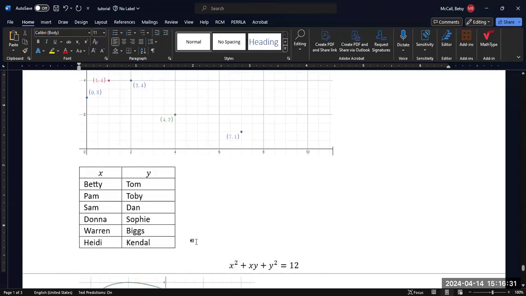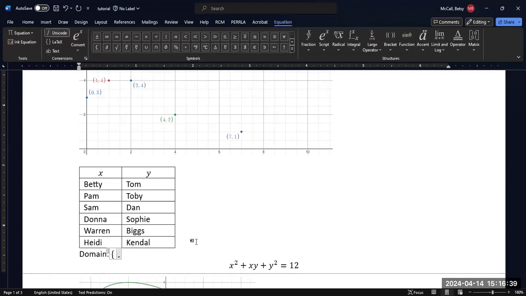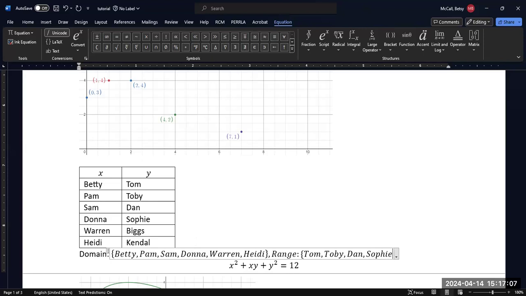Now, in a table, of course, the table is also quite straightforward, because you would simply also say that the domain list is just the input values, the X: Betty, Pam, Sam, Donna, Warren, and Heidi. And the range would just be the output list: Tom, Toby, Dan, Sophie, Biggs, and Kendall.